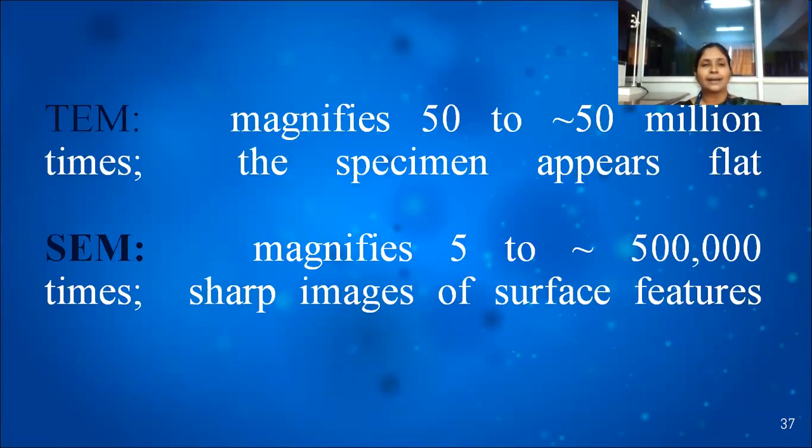So these are the sample preparation techniques and the staining methods for transmission electron microscopy. The main significance of transmission electron microscopy is that it magnifies the image up to 50 million times, and the specimen appears flat in this one. Scanning electron microscopy magnifies to 5 lakh times, and it gives sharp images with sharp surface features. Especially, we can observe the surface features with scanning electron microscopy.